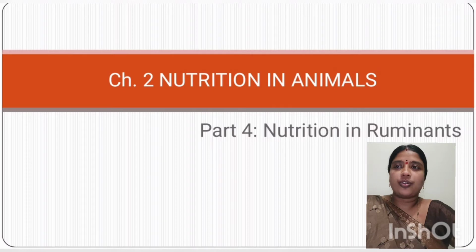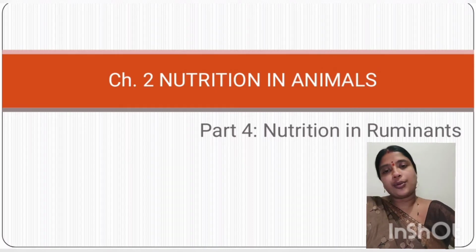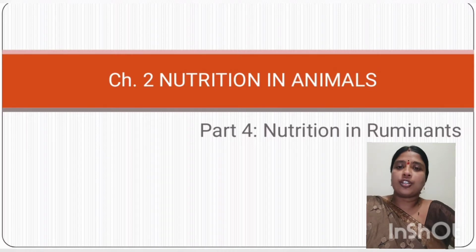In our previous videos, we have already discussed chapter 2, nutrition in animals, for class 7 science. The topics we discussed in the previous videos were what is nutrition, how nutrition takes place in human beings, and nutrition in amoeba. Now in this video we are going to explore nutrition in ruminants. So why wait? Let us start today's topic, nutrition in ruminants.